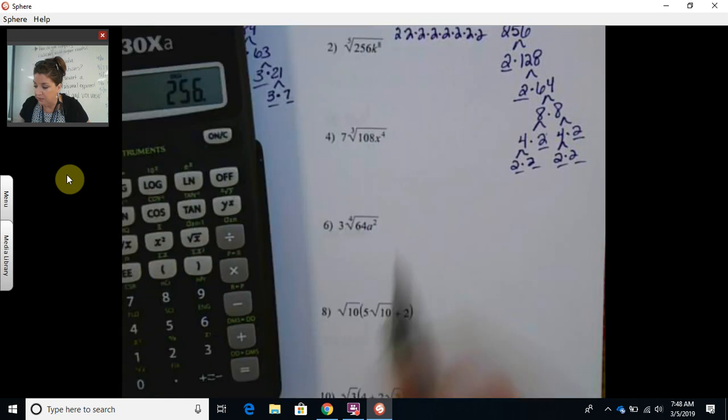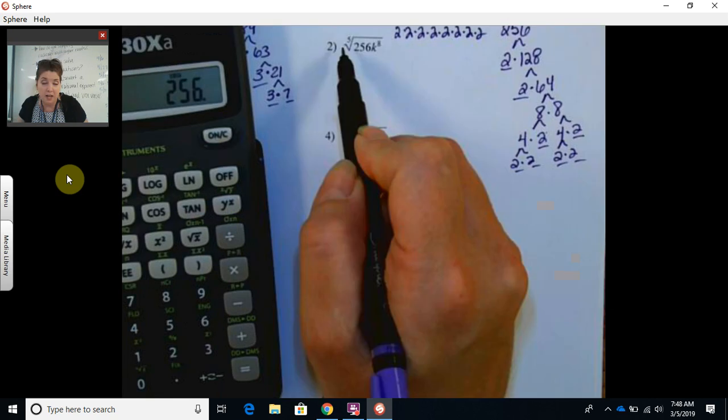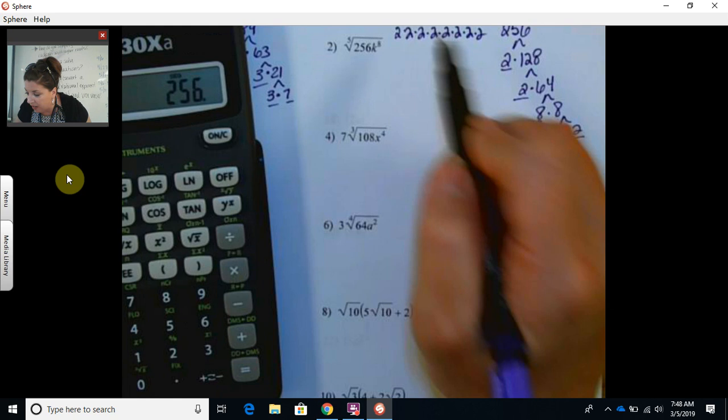So if it's a 5th root, I need groups of 5. You might have more than one group of 5. That's fine. But groups of 5. So 1, 2, 3, 4, 5.